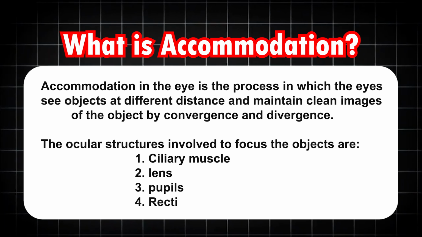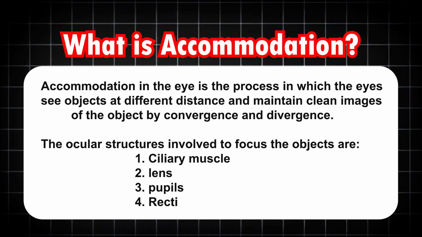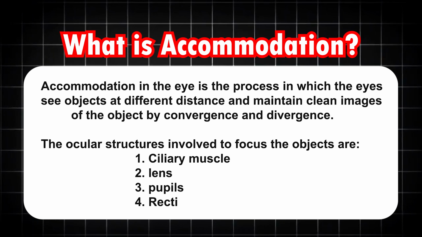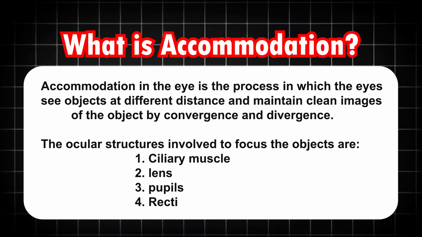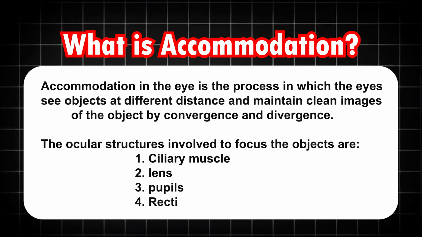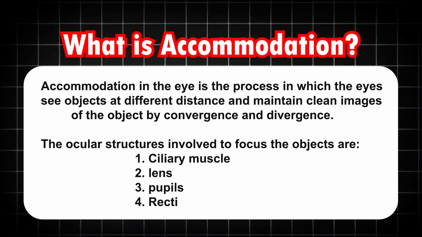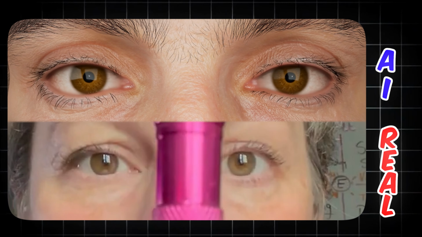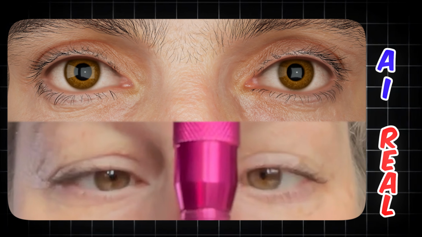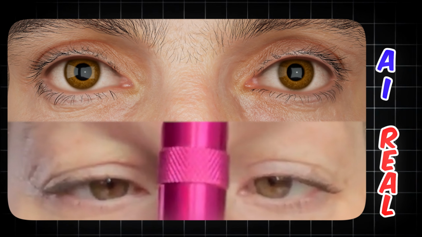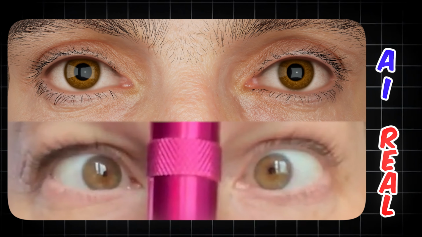Accommodation is the process in which the eye sees objects at different distances and maintains a clear image of the object by convergence and divergence. It has two components, the near reflex and convergence. The near reflex is the pupil contraction when looking at near objects, along with convergence of both eyes.